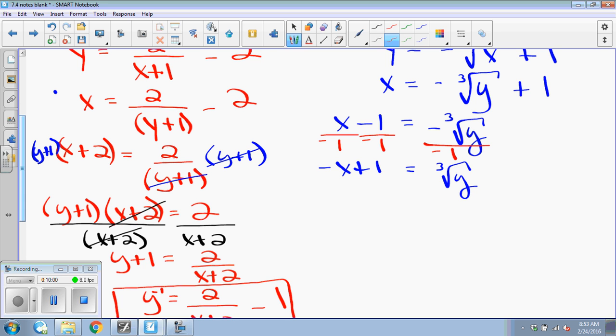In order for us to get rid of this radical, if we have the cube root, we have to cube it, so we have to raise it to the third power. But if I raise the right side to the third power, I have to raise the whole left side to the third power. Good news, we're not going to expand that and distribute everything. We're going to leave it as negative x plus 1 to the third power equals y. That is your inverse.